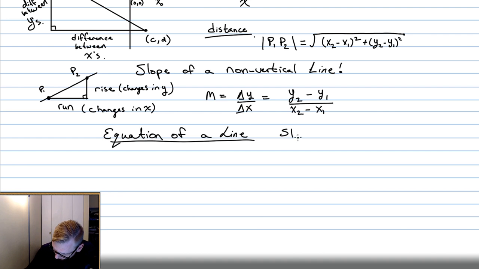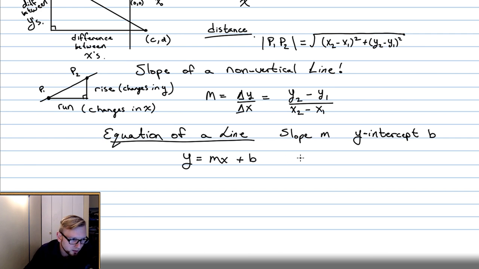Slope m and y-intercept b. The equation of a line is y equals mx plus b. The one thing that you will remember forever for the rest of your life for some weird reason. Don't ask me why, it just happens.